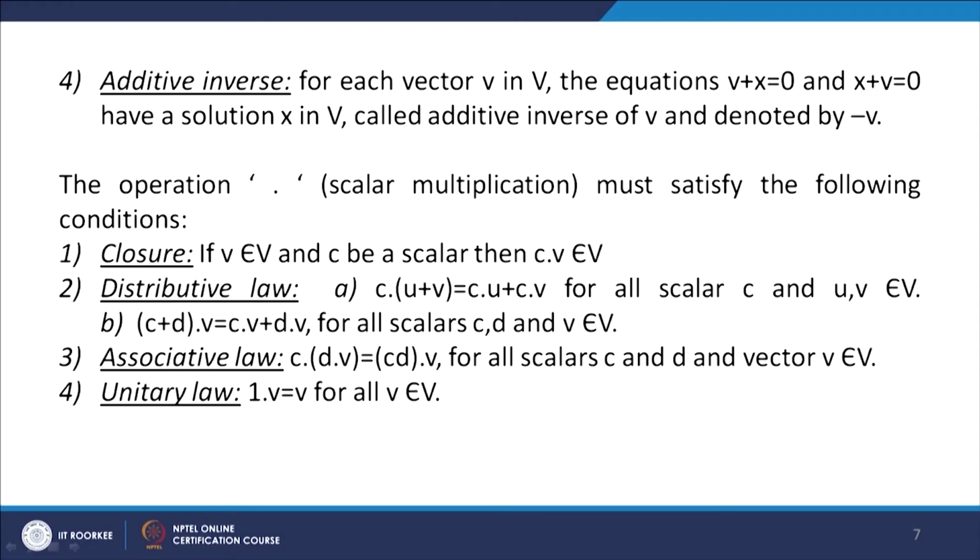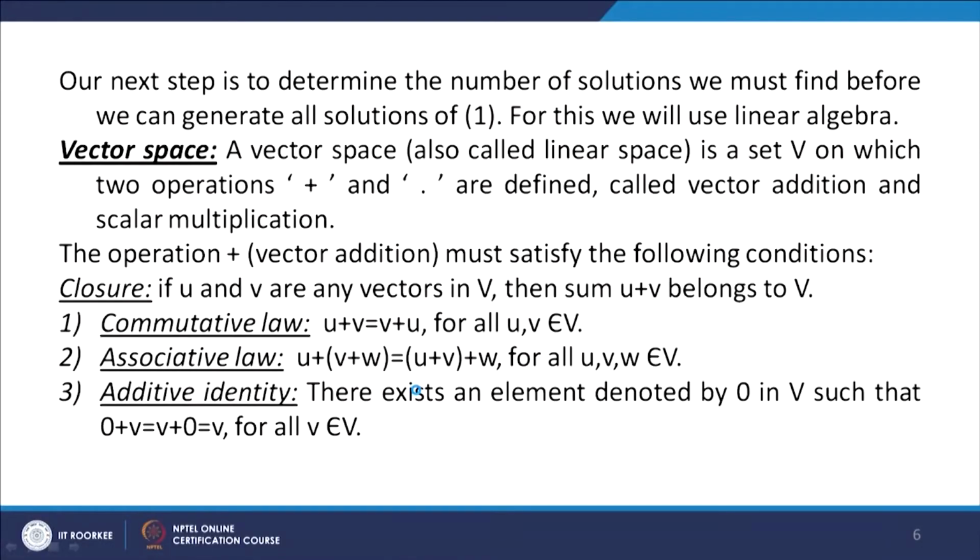Now you can see that if B denotes the set of all solutions of the homogeneous system x dot equals Ax, then B is a vector space. First of all, we have already seen that if u and b are any two solutions of x dot equals Ax, then their vector addition u plus b also is an element of B, that is, u plus b is also a solution. So B is closed with respect to the vector addition operation.